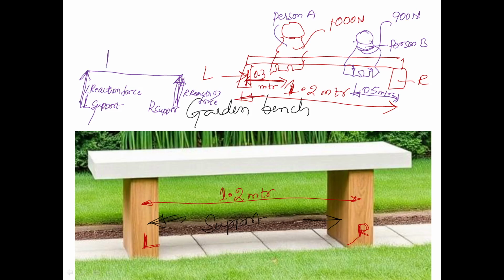Now we'll mark the position of person A. He is sitting at a distance of 0.3 meter and he is weighing 1000 Newton. Let us mark person A, person B. Person B is weighing how much? He is weighing 900 Newton. Now he is sitting at a distance of 0.5 meter from the right support.